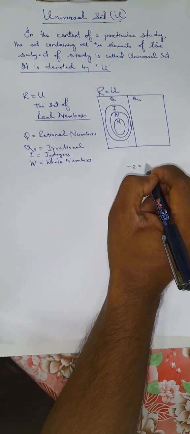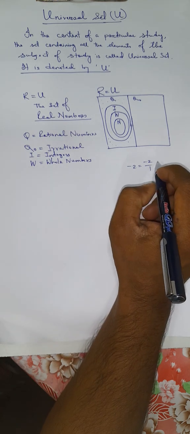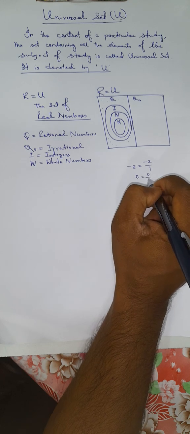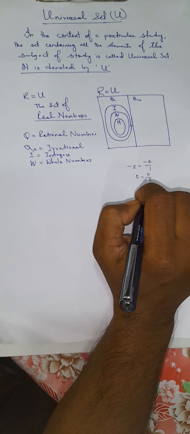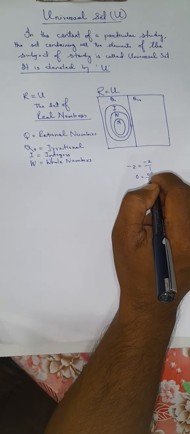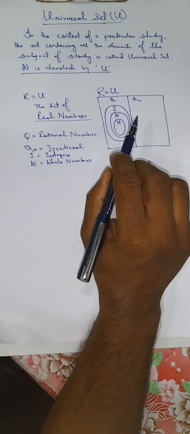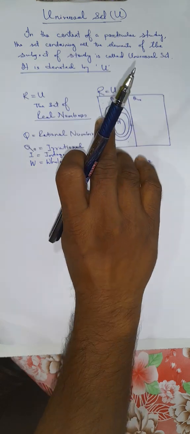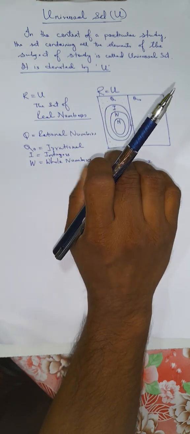-2 is equal to -2 by 1, right? 0 is equal to 0 by 5, etc. So every integer is a rational number, it can be expressed in p by q form, where p and q are integers, q not equal to 0. So every integer is a rational number. So the set of integers will be within rational numbers.